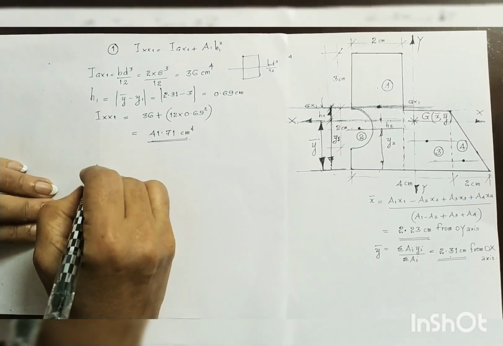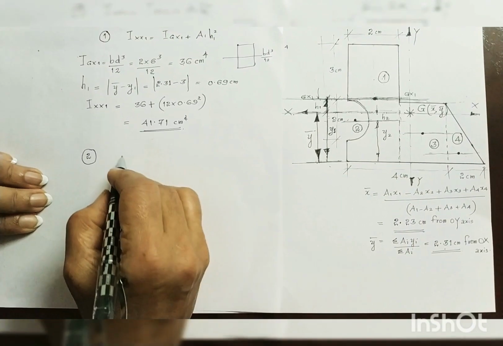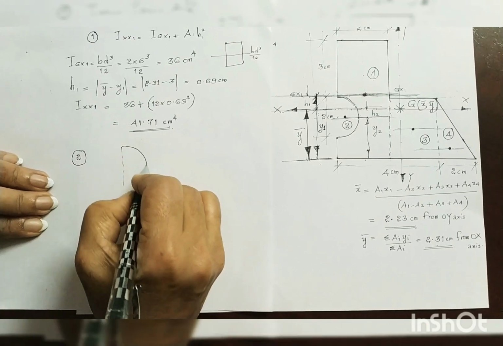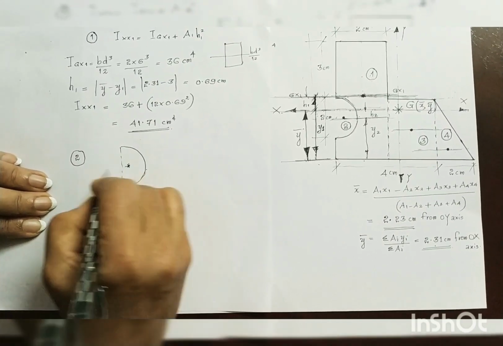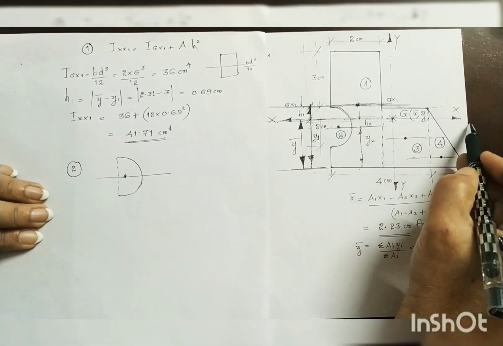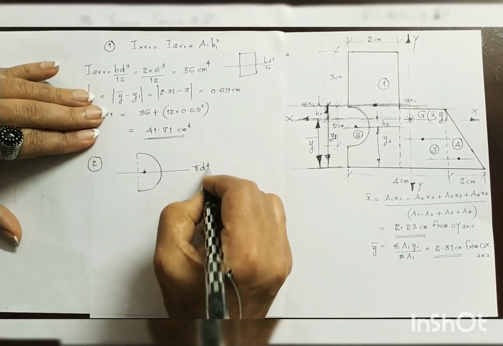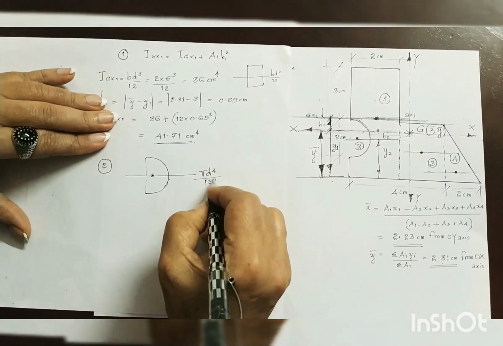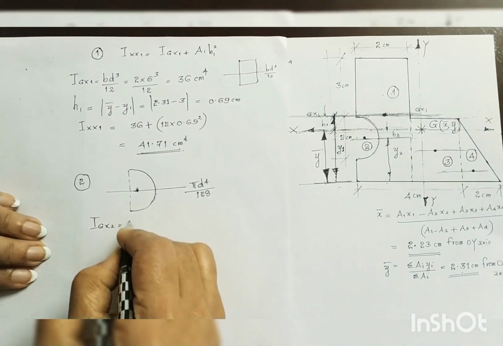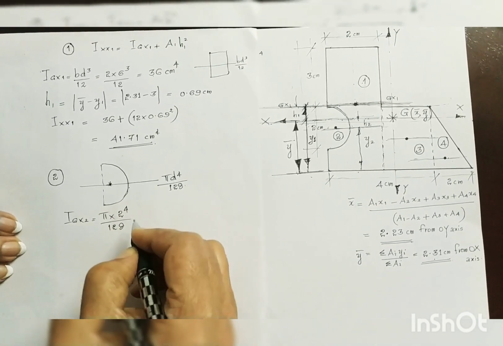And for the second figure, it is the semicircle. The semicircle is oriented like this. Here is the centroid. So this is the axis which we are talking about, the axis which is parallel to the centroidal x-axis. For a semicircle, the moment of inertia is pi d raised to 4 by 128. And so you get Igx2 is equal to pi into diameter, which is 2, raised to 4 by 128.